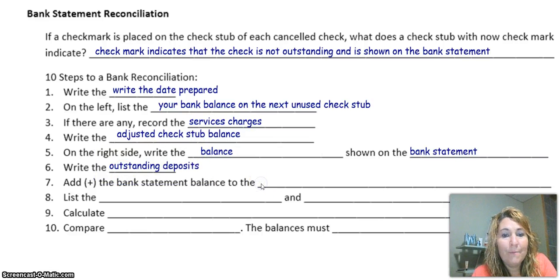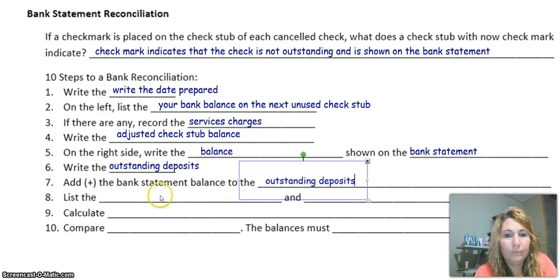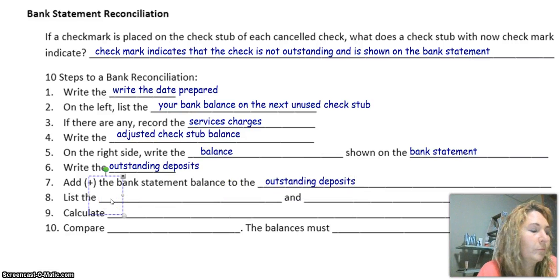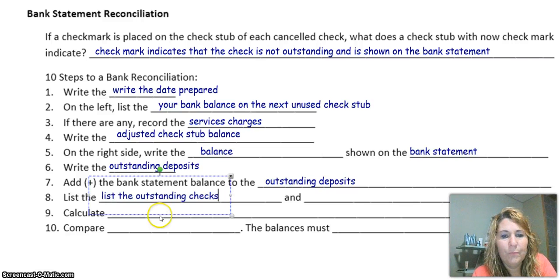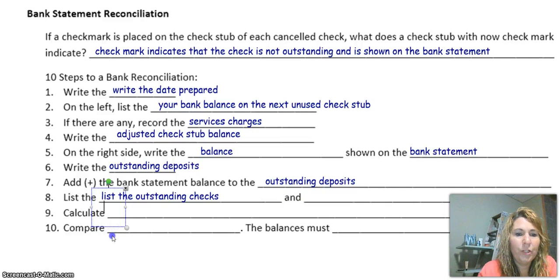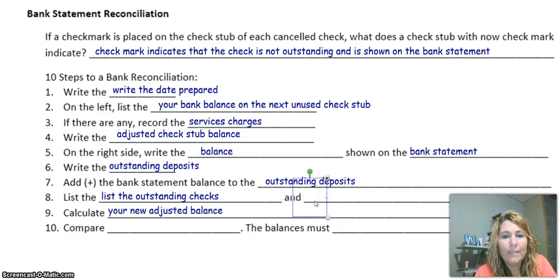You're going to add the bank balance to the outstanding deposits. Then you're going to list the outstanding checks. After you list the outstanding checks, you're going to subtract those from the bank balance. You're going to calculate your new adjusted balance.